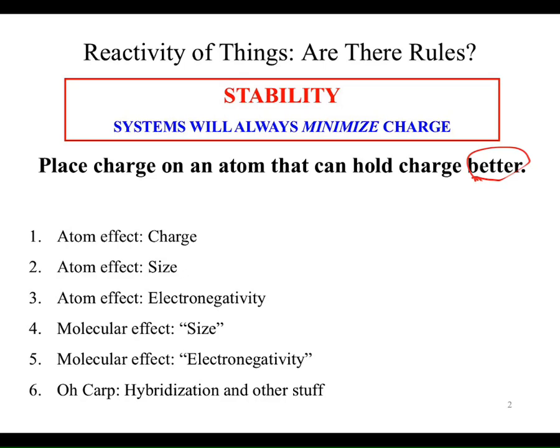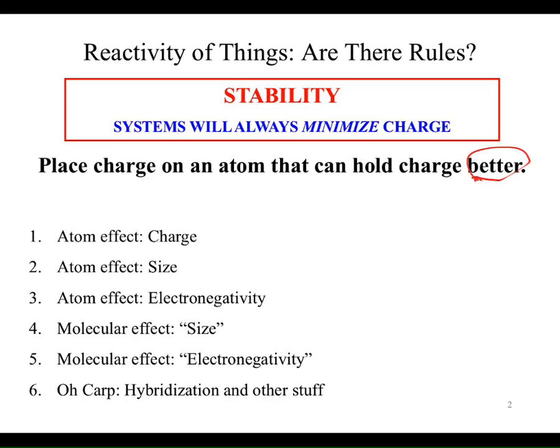After charge, we want to look at the atom that holds said charge. Okay, what is its size? And the reason we look at size first is that size tends to be a larger dictator of stability than electronegativity, which is the next one on the list. There are some conflicts there, but for the most part, size drives reactivity. Okay, so size is a larger effect, no pun intended, than electronegativity.